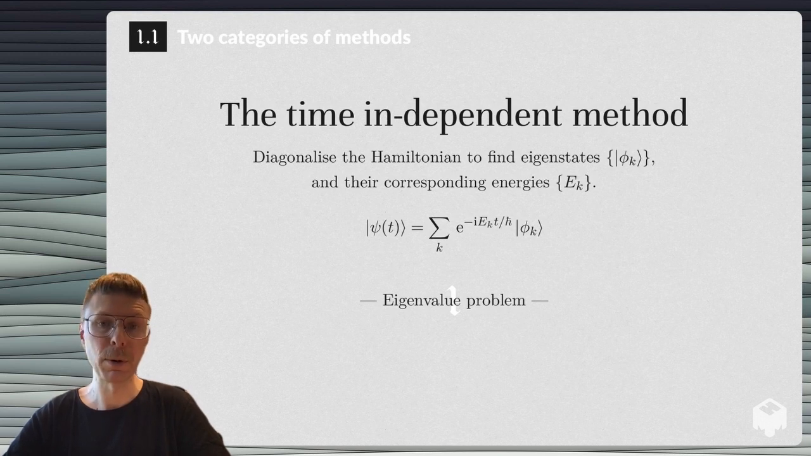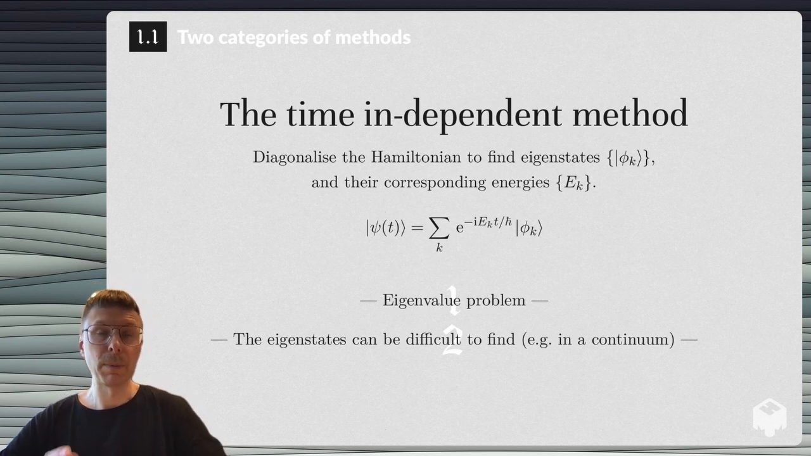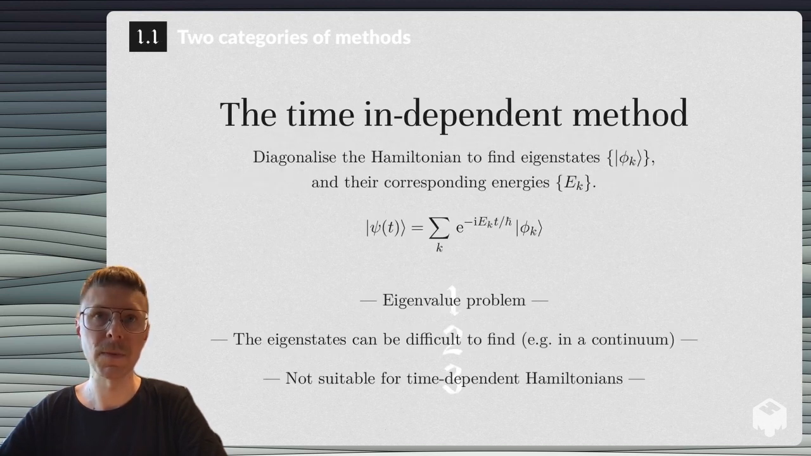This is then an eigenvalue problem, formally, and the problem with this method might be that eigenstates can be difficult to find. This is applicable in some situations, typically where states are bound, because if your system also contains free states, then you're in the continuum, and eigenstates are very difficult to describe. They're an uncountably infinite number of them. So in numerical situations, that's difficult.